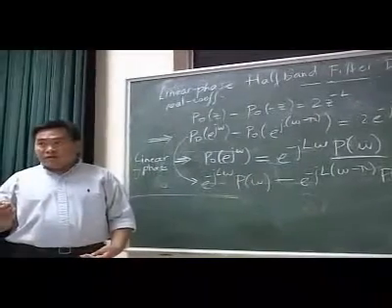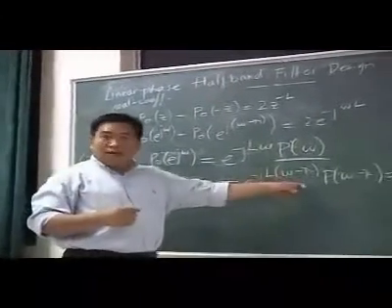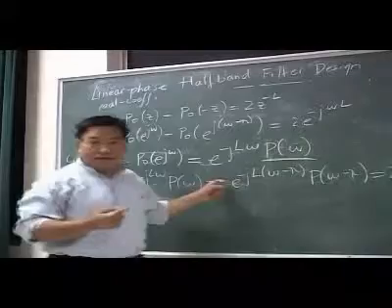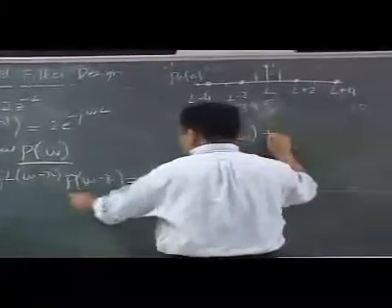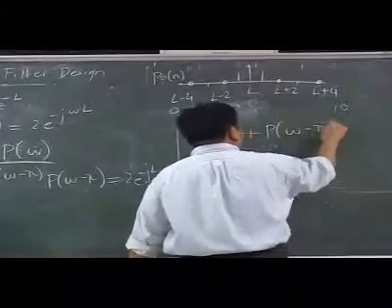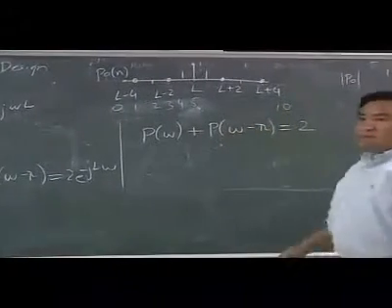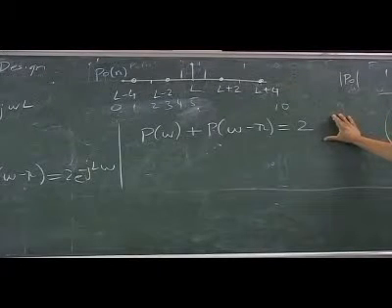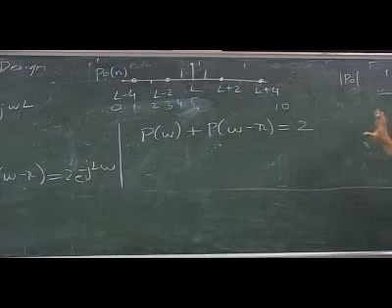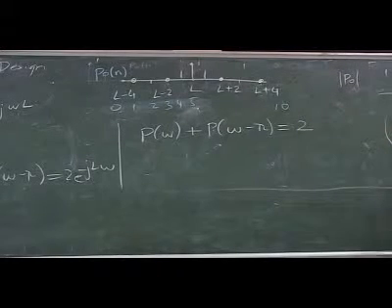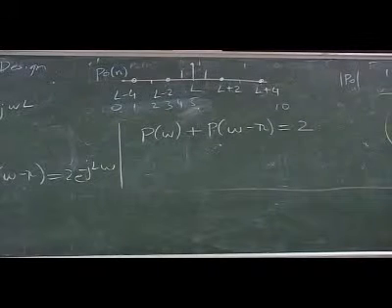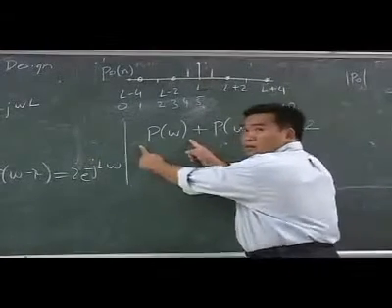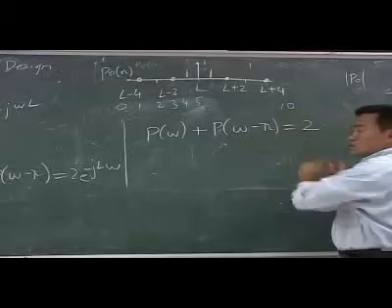Okay, so L is odd. e to the j L pi will be minus 1, right? Minus 1 gives you a plus sign. So I have P of omega plus P of omega minus pi equal to 2. Here I'm using the property that L is odd. So basically this is telling us how the amplitude response has to be related. P of omega and the shift have to add to a constant.